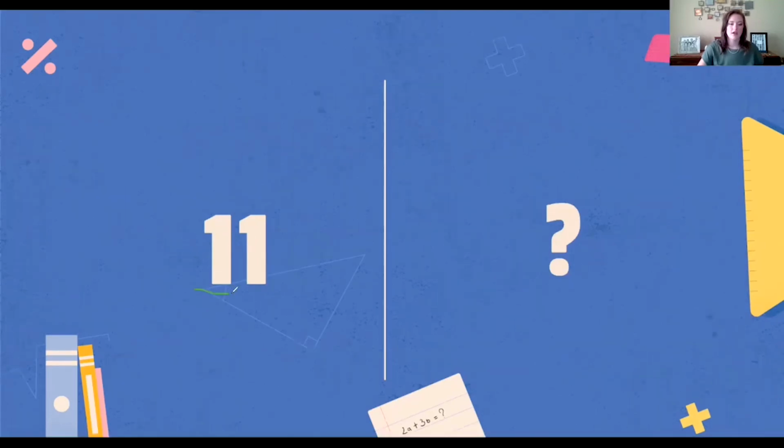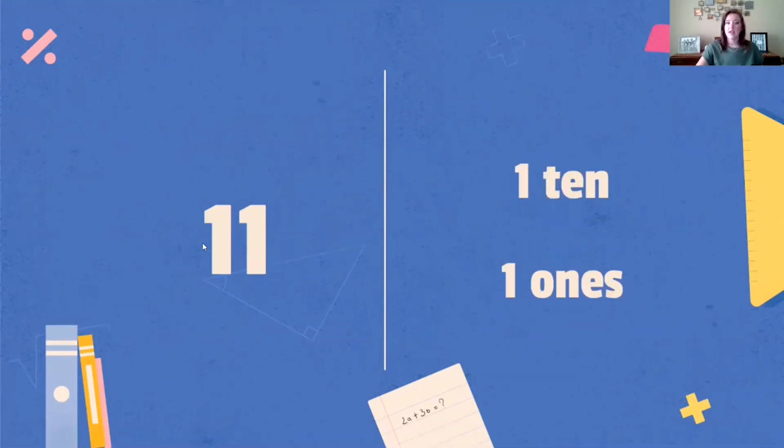So here's our tens place and here's our ones place. How many tens do we have and how many ones do we have? Let's see. We have 1 ten and 1 one. Did you get the same thing? Nice. Incredible. So now I got some more for you.